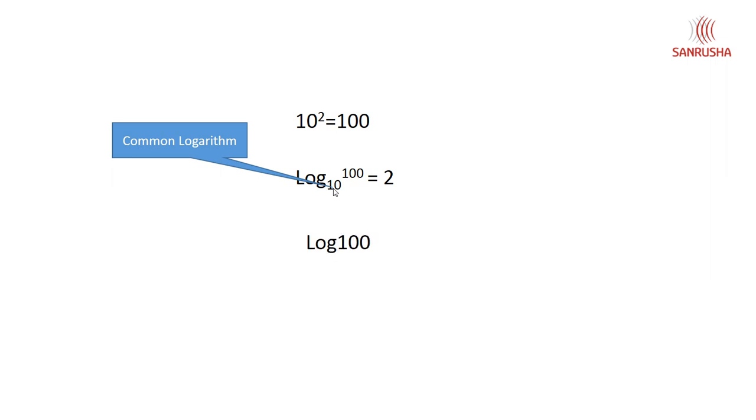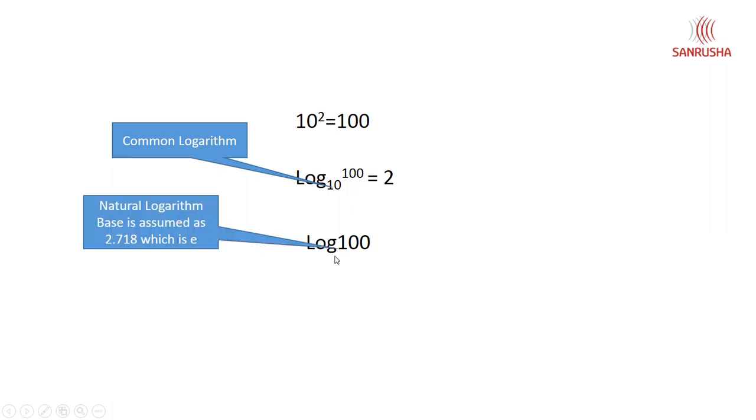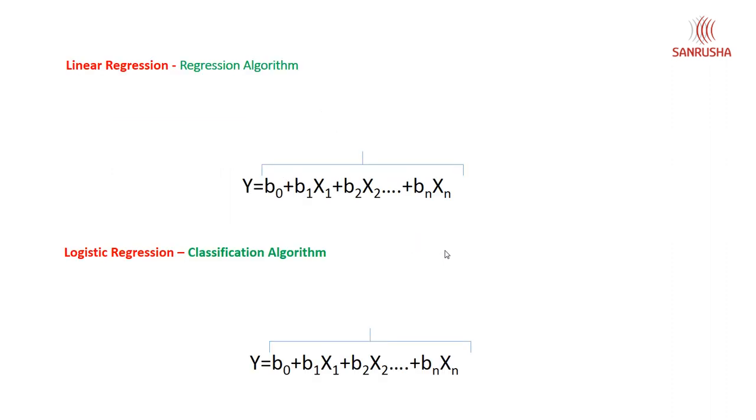What if I just write log of 100? I don't write base 10. Then what happens? In such cases, the base is assumed to be the number 2.718, that is e. And such a logarithm is called natural logarithm, and it is also written as ln 100. That's it. That is the basic mathematics I was talking about. Now that we are on the same page, let's move on to understanding logistic regression.